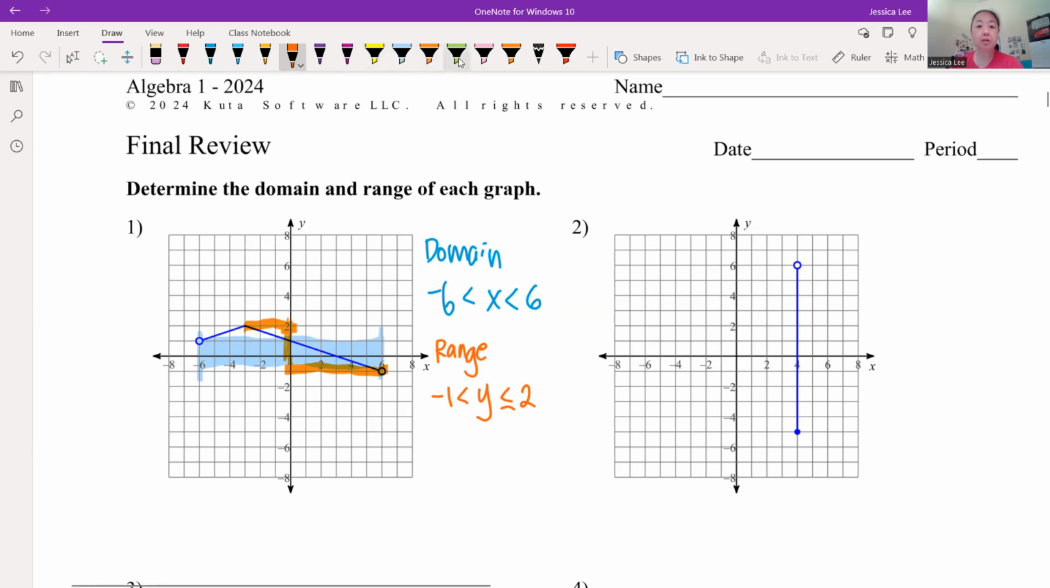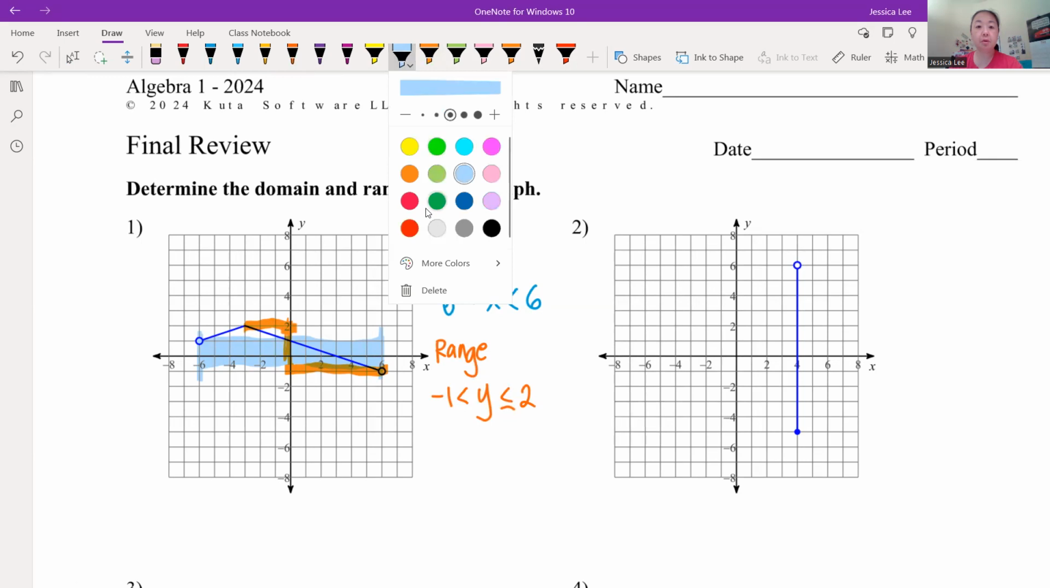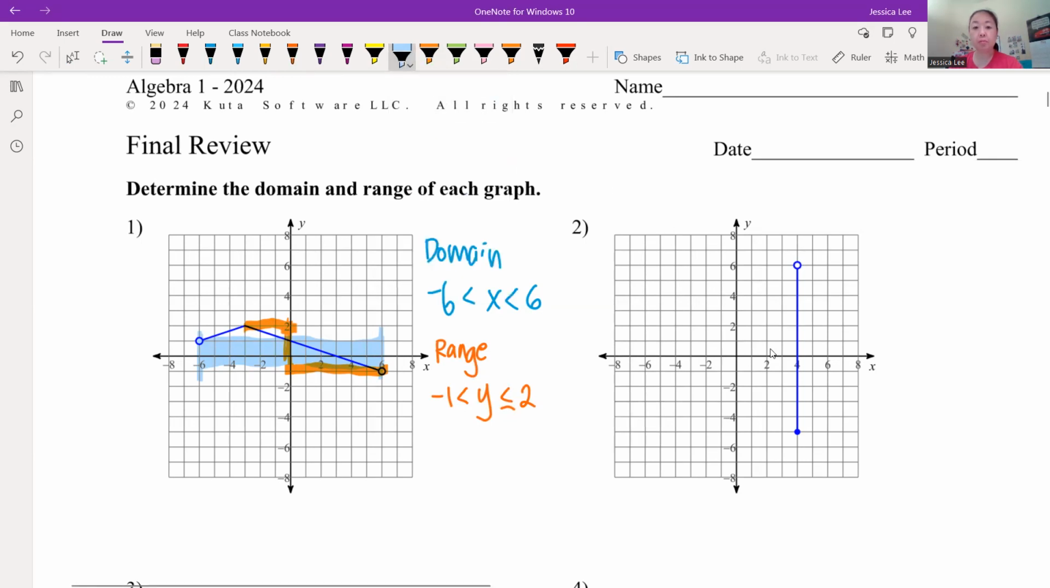Okay, we're moving on to number 2. So again, domain is talking about the x values. If you notice right here, there's only one x value x can be, and that is 4. It doesn't go to the left. It doesn't go to the right. It just stays right there. So the domain is x equals 4. That's it. There's nothing else x can equal. It's just 4.